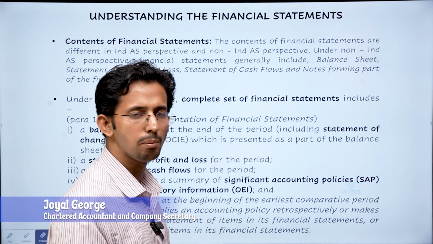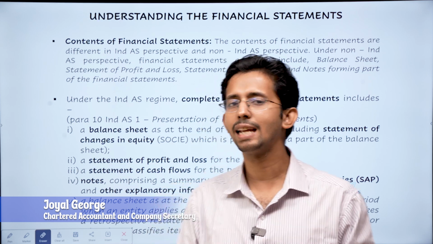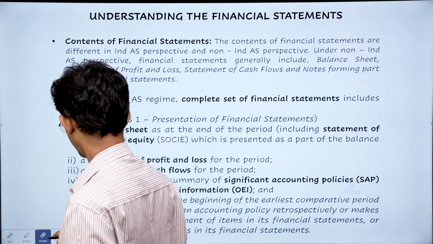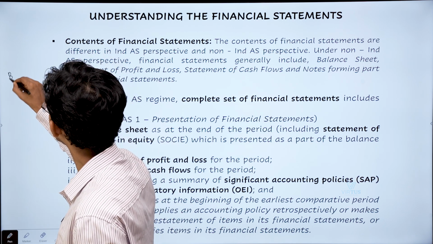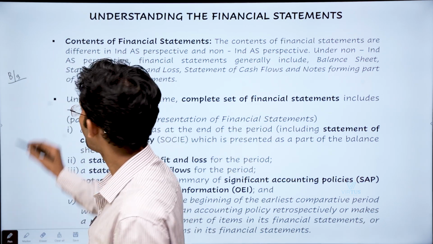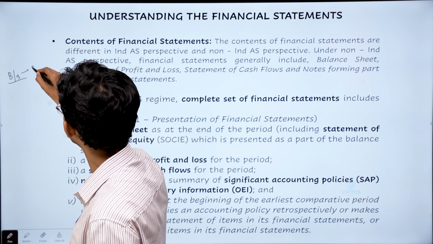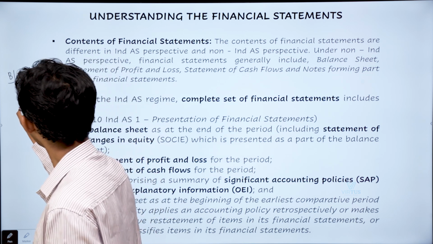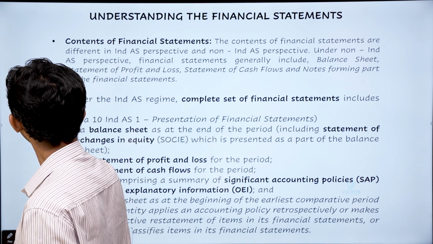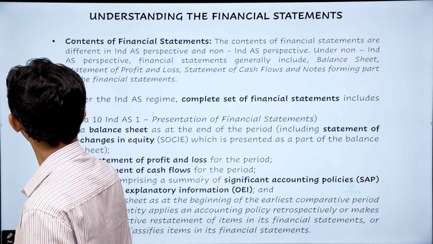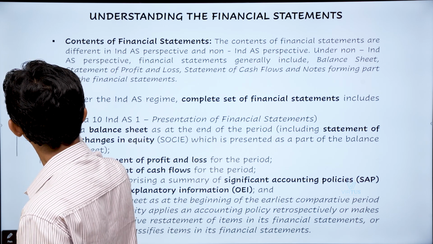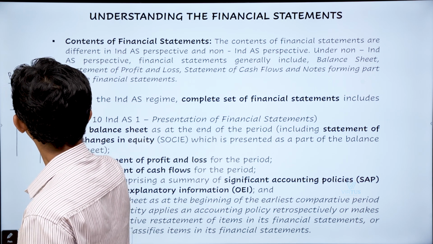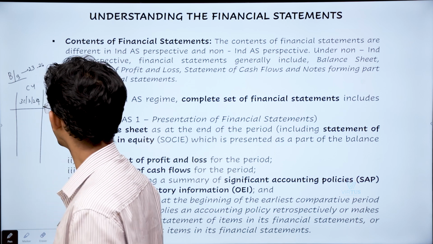Now the next special component which will come in IND AS is this. I told you, in case of local GAAP, your balance sheet will typically have two columns, right? If you are preparing the financial statements for the year 23-24, then your balance sheet will have the figures as on 31/3/24, the current year figures, and also the figures for 31/3/23. So this is the current year and this is the previous year comparative information.